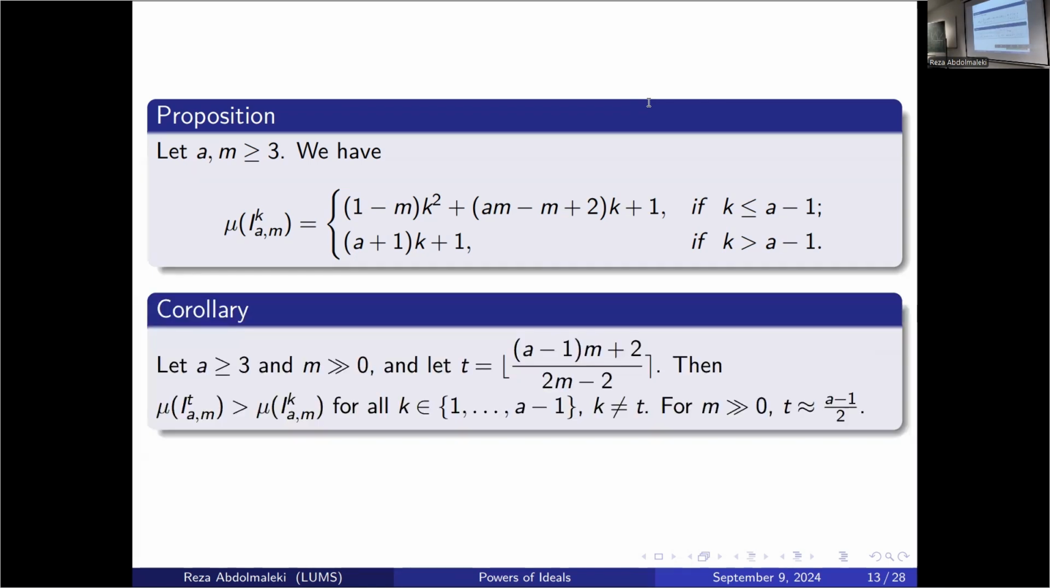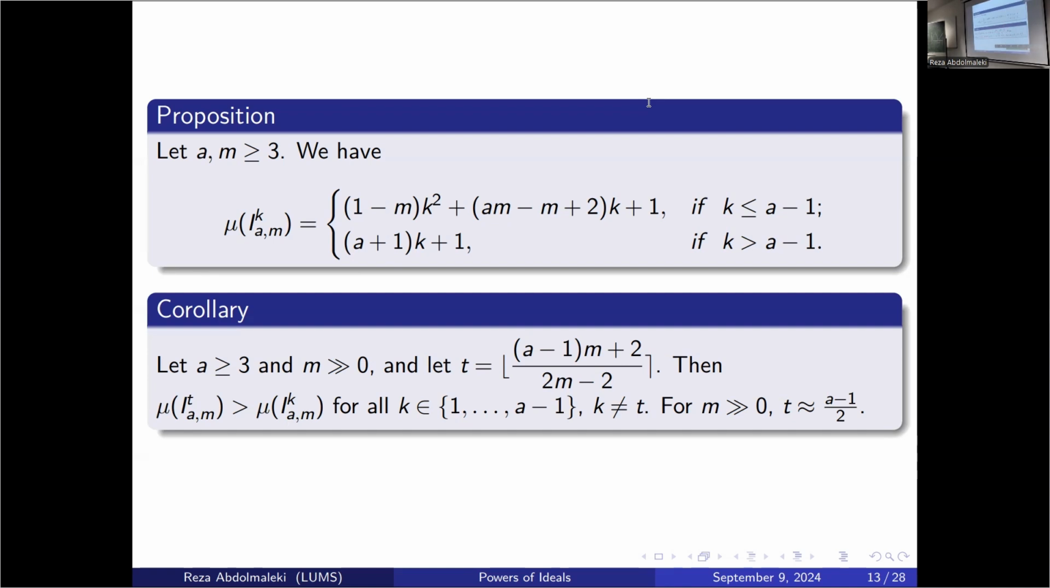Now we can prove that if we consider a to be at least 3 and m large enough, this point is a local maximum. And what is this point? It is the root of this fraction. By the root, we mean the nearest integer to this fraction, because this is an integer function, and we need an integer. So this point is the local maximum of this integer function.